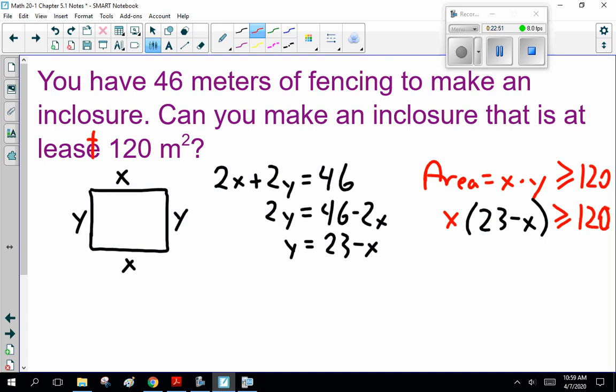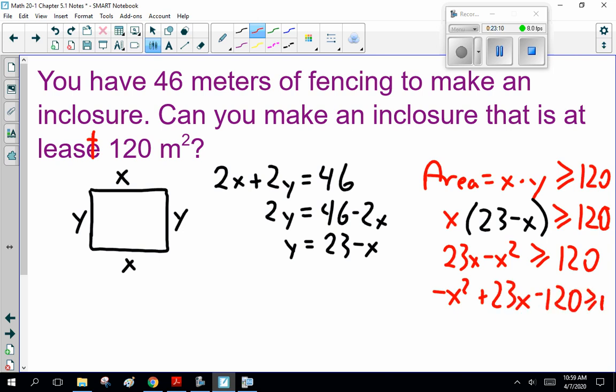Now, I'm going to pause the recording. I want you guys to try working on, actually no, I'll help you with this because it's a little nasty. This is 23x minus x squared, or minus x squared plus 23x minus 120 greater than or equal to 0. Now, can we graph this? Yes, we can. So grab your graphing calculator and graph it for me.